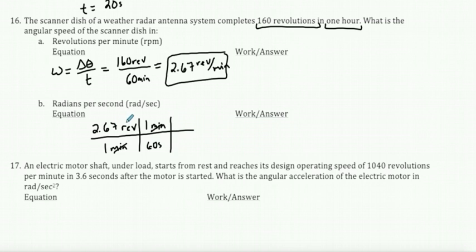And then we want to take care of the revolutions. So my revolutions are going to go on the bottom. 1 revolution, we're turning that into radians. Remember, 1 revolution is 2 pi radians. And then that will cancel out our revolutions, so our final will have radians per second. So we'll need to take 2.67 times 2 pi divided by 60 to get our answer in radians per second.